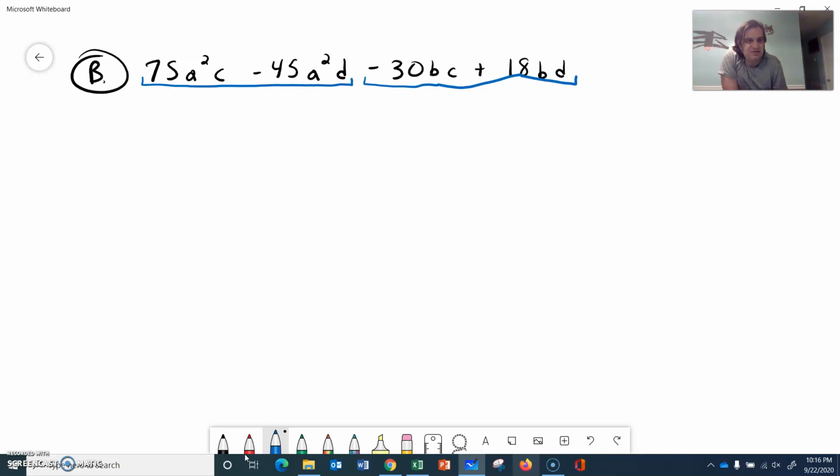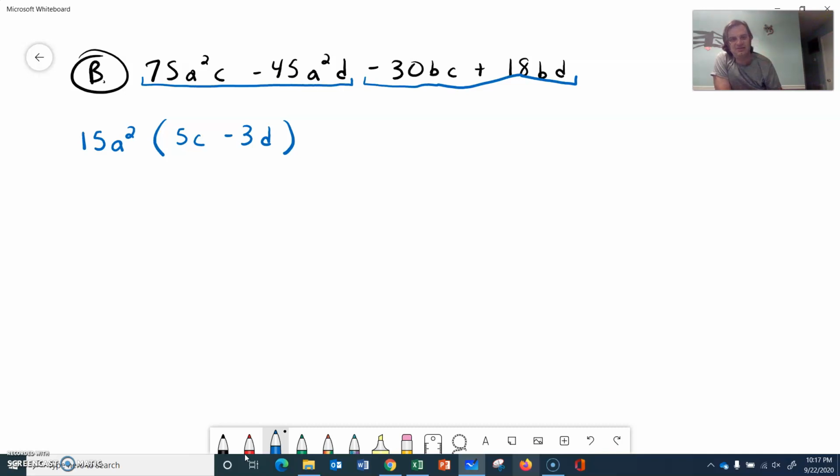Sorry, that line got weird. But the first one, 75a squared c minus 45a squared d. It's not so obvious, but I believe 75 and 45 are both divisible by 15, and both of these have an a squared in them. So we're going to try and pull that out. 75 divided by 15 is 5. The a's all come out, so there's left a c. And then 15 into 45 will be a minus 3 with the d left. So that gives us 15a squared times the quantity of 5c minus 3d.